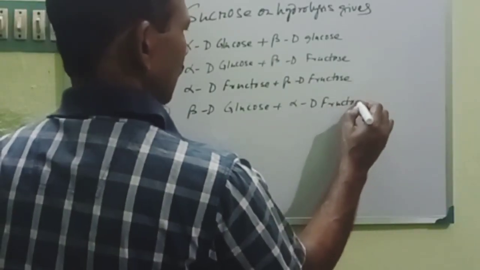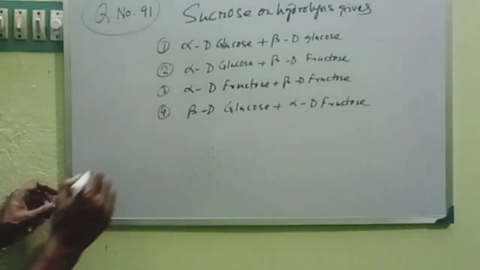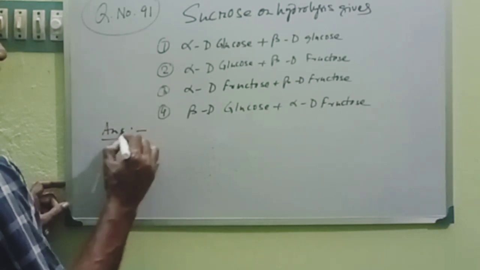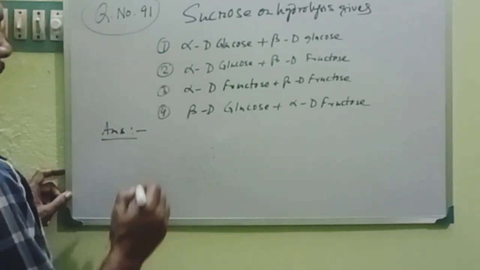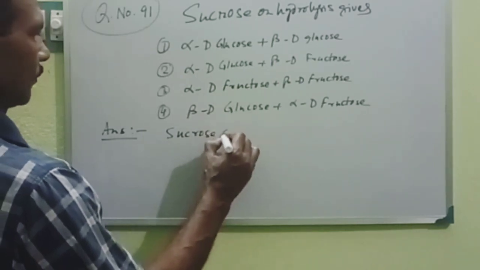Sucrose on hydrolysis gives: option 1, alpha D glucose plus beta D glucose. Option number 2, alpha D glucose plus beta D fructose. Option number 3, alpha D fructose plus beta D fructose. And option number 4, beta D glucose plus alpha D fructose.